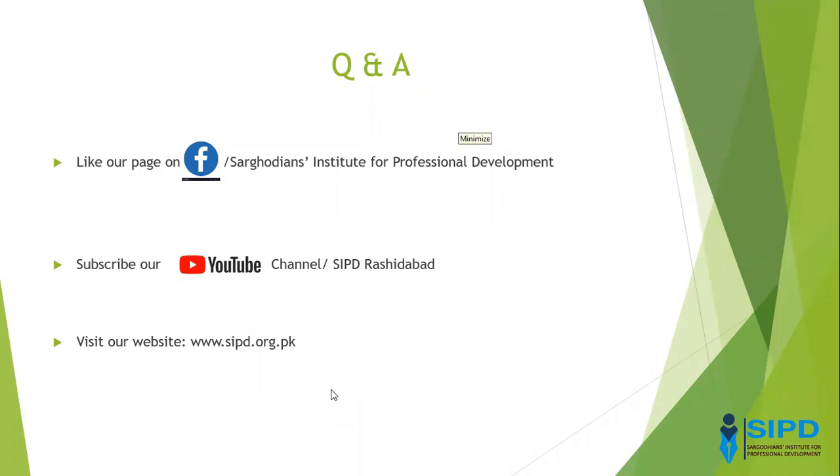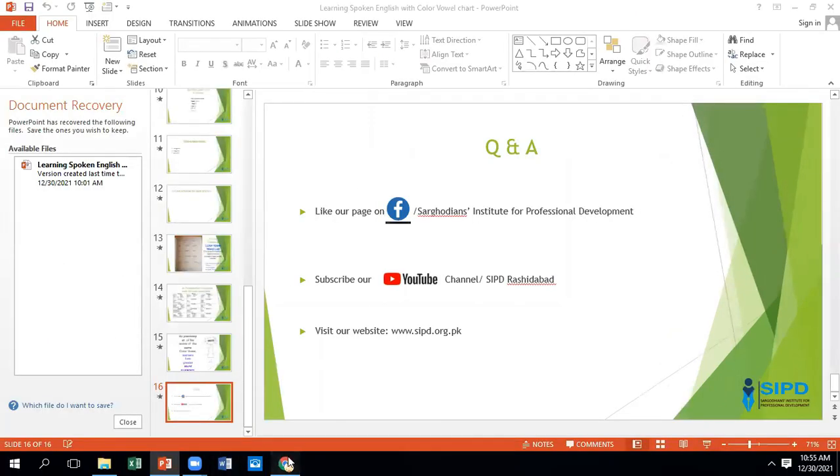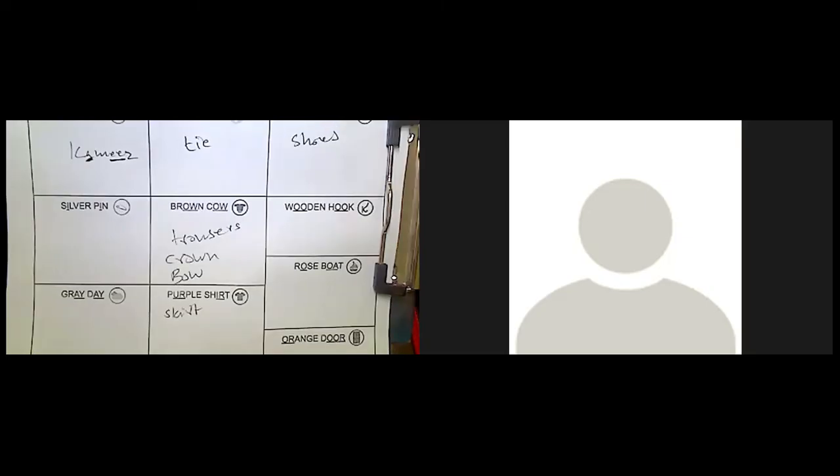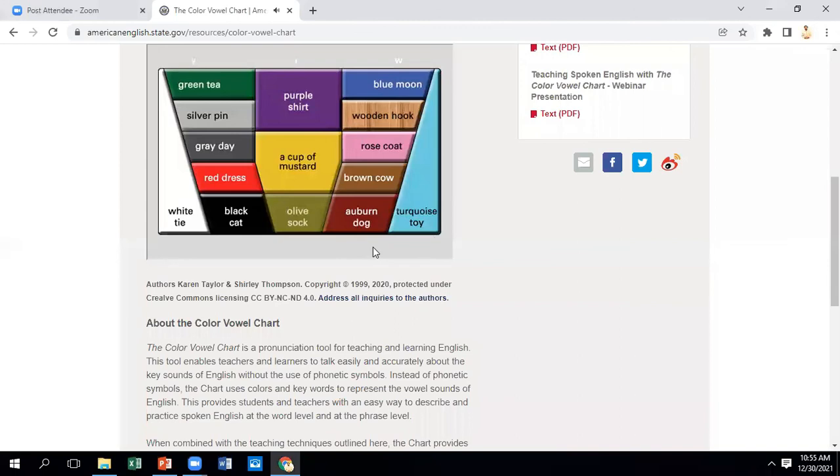For further practice, I'm going to share with you the link and some materials. From there you can do more practice and you can learn more. So there is a website I just showed you. You can see this website here as well. This is a color vowel chart and you can click and listen to the sound. Can you listen to it? Okay. Aw, auburn dog. Yes, sir. Olive sock. Ow, brown cow. So I'll share this link with you in the email, and I'm sharing the link here as well. You can check the chat box.